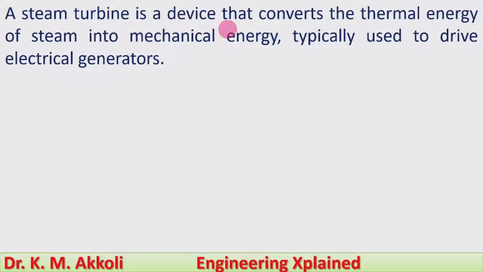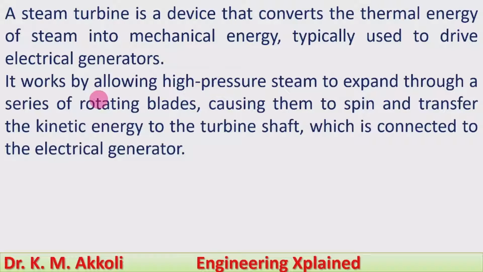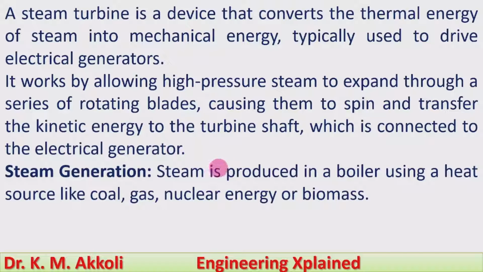A steam turbine is a device that converts the thermal energy of steam into mechanical energy, typically used to drive electrical generators. It works by allowing high pressure steam to expand through a series of rotating blades, causing them to spin and transfer the kinetic energy to the turbine shaft, which is connected to the electrical generator.